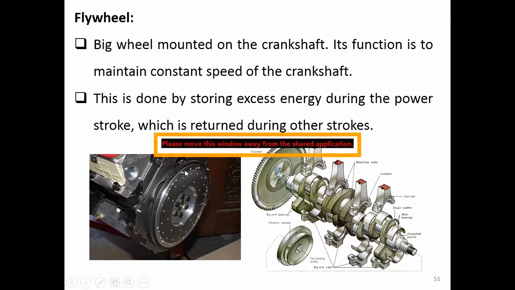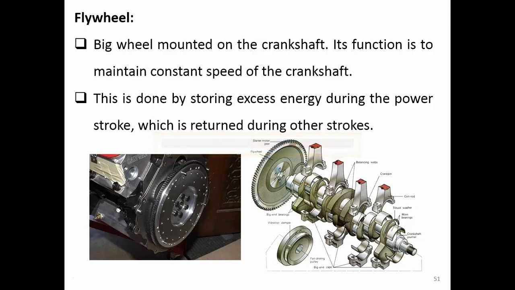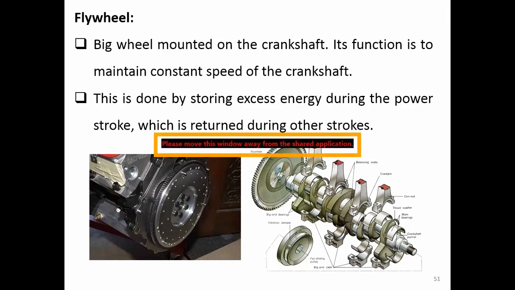If you remove the flywheel, you will see that your crankshaft will not rotate at constant speed. So the flywheel is used for that, because it stores the energy and provides the power to the crankshaft. The crankshaft can keep its rotational speed. Again, this is done by storing the excess energy during the power stroke, and returning it after the stroke. So this is the function of the flywheel.